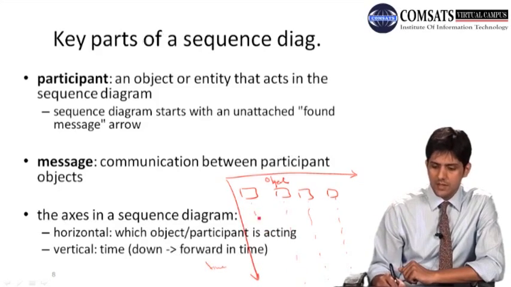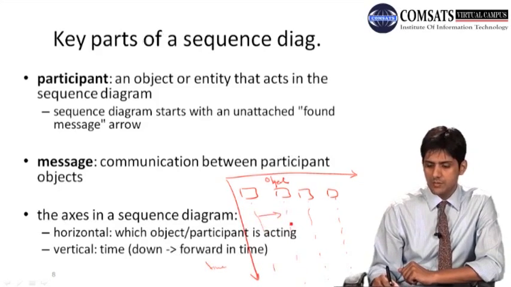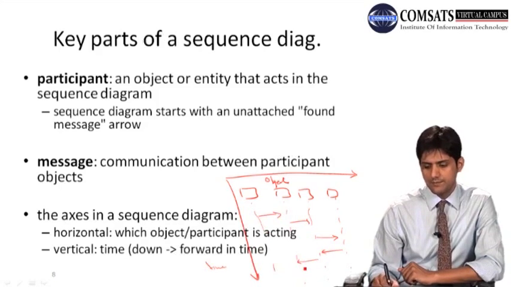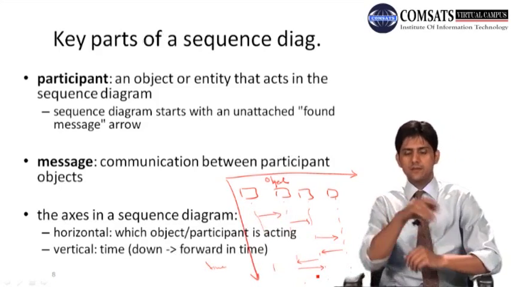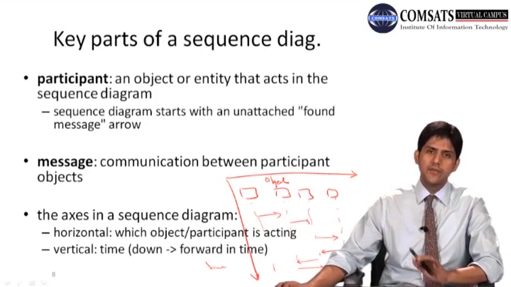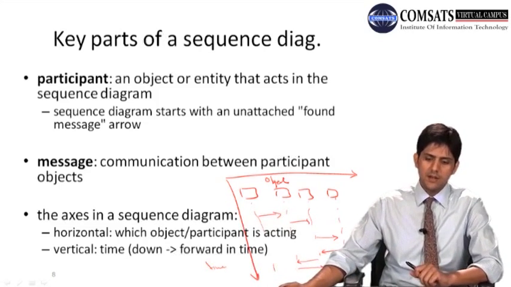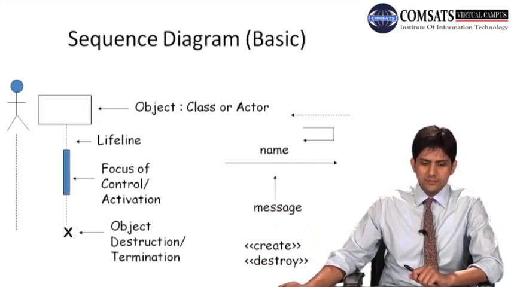And it also represents which interaction happened first, which happened later, which happened after that, it's something like that. Okay, so these are the key parts of a system sequence diagram.